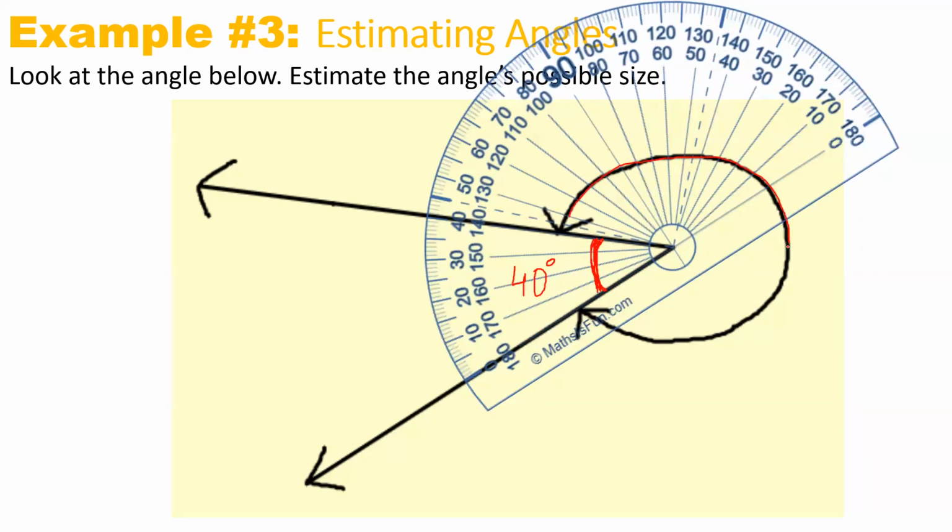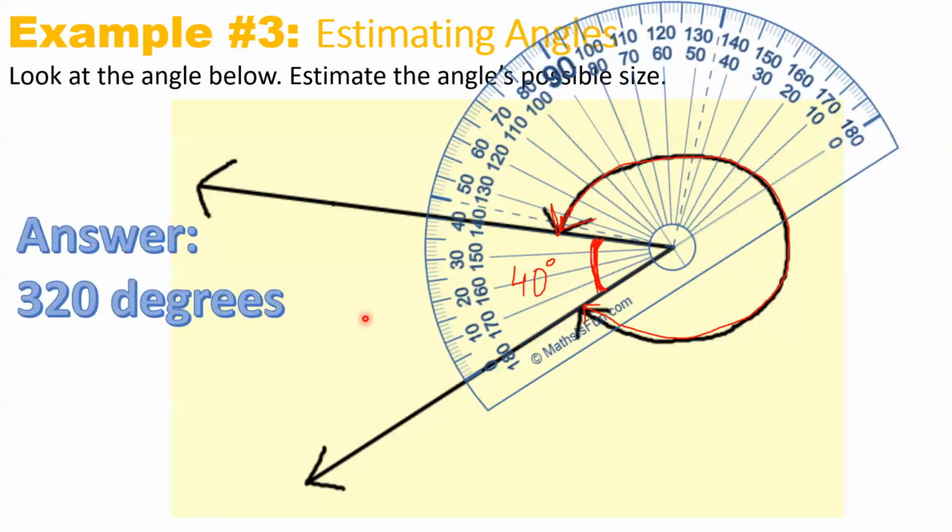If you know that that side is 40, then what's going to be this side? 320. How did you get 320? It can't be 180. What is one revolution, one complete full circle? 360 degrees. So I subtracted 360 minus 40 and I got my answer. Very good. 360 minus 40 is 320. That's how we get it.